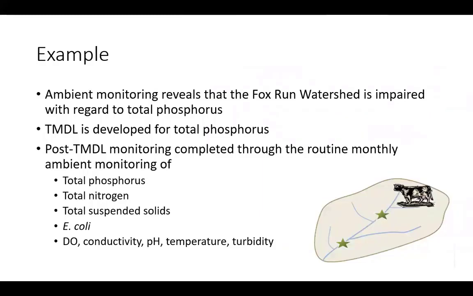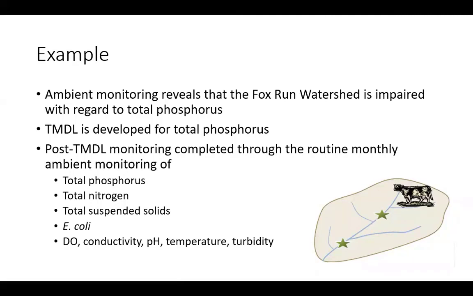Let's just look at an example here. We have a situation where Fox Run watershed is impaired with regard to total phosphorus. So perhaps we've got this agricultural operation applying manure to land, and we have significant runoff from the agricultural land. And so our TMDL is for total phosphorus. So what we're going to do is monitor for total phosphorus.